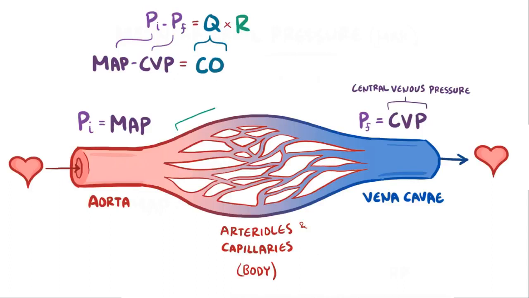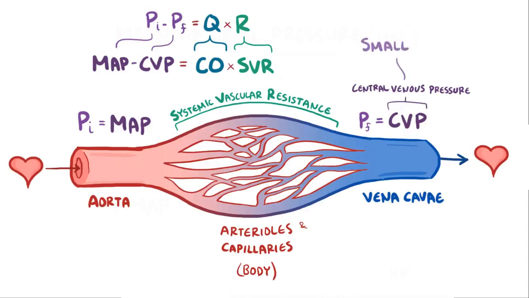And finally, the combined resistance of all the blood vessels of the systemic circulation is called the systemic vascular resistance, or the SVR. So the equation is mean arterial pressure minus central venous pressure equals cardiac output times systemic vascular resistance. Now, central venous pressure is usually a small number, so it's often ignored, and the equation is simplified to mean arterial pressure equals cardiac output times systemic vascular resistance. Based on this relationship, you can see why an increase in resistance, for example, which is mostly caused by arterial vasoconstriction, will cause the blood pressure to rise.